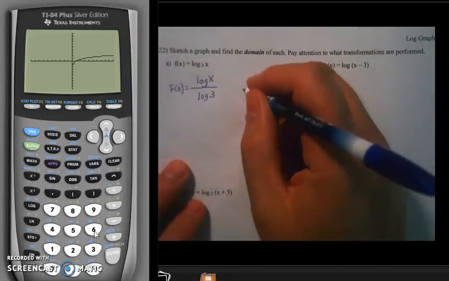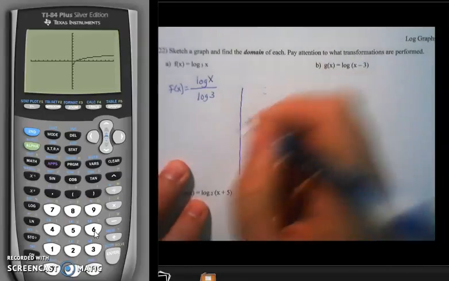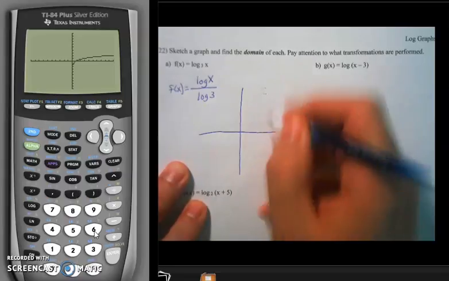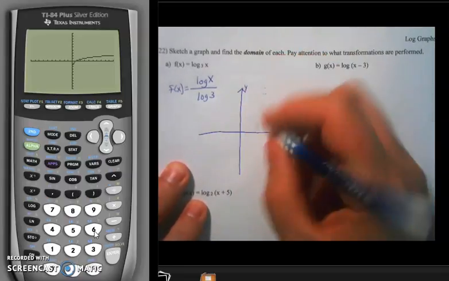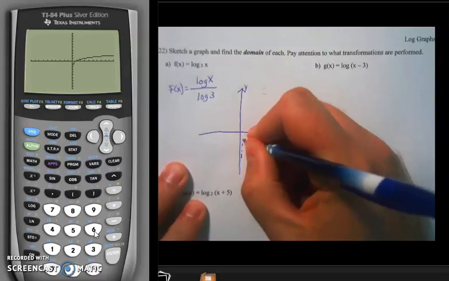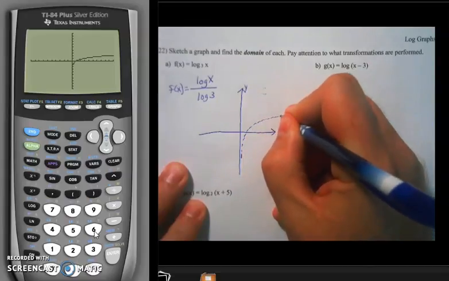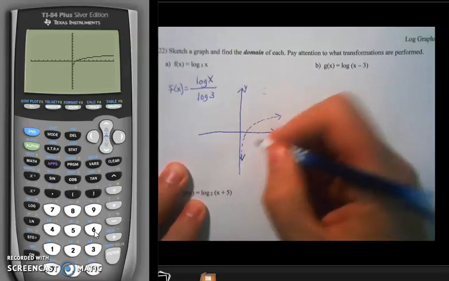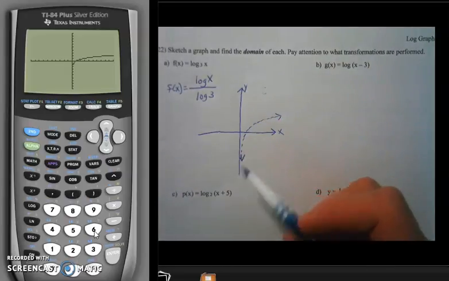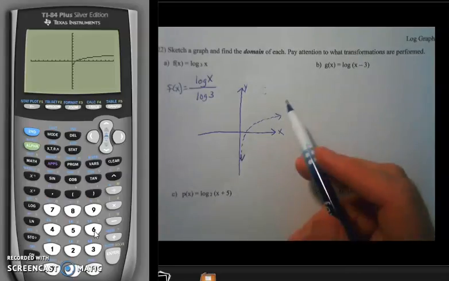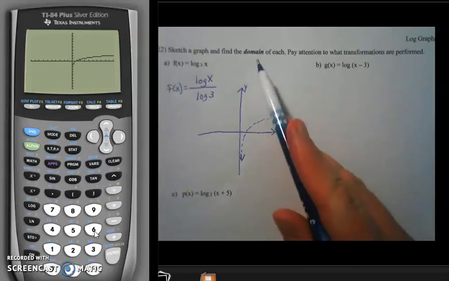So on our axes, it looks something like this. So vertical asymptote at the y-axis. And we can graph the other ones very similarly. We need to find the domain here first.